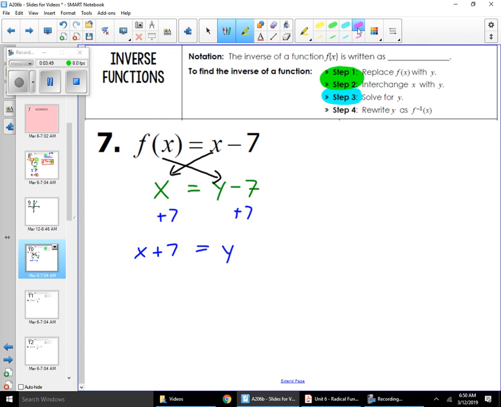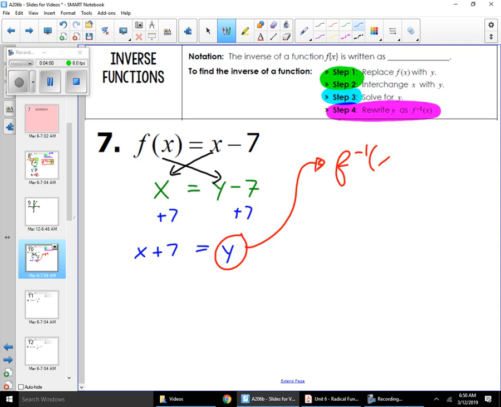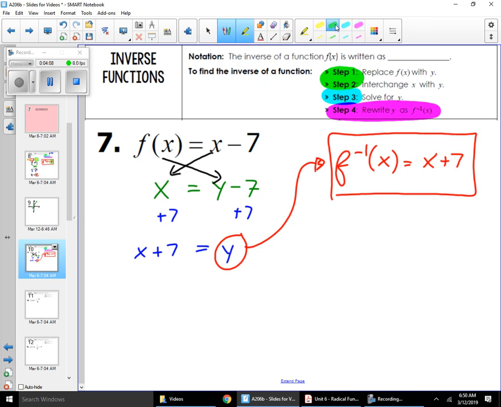And last but not least, we want this in function notation. So that y we can rewrite as f inverse. And my function then is x plus 7. Once again, notice we have inverse operations showing up. In my original function, there was a minus 7. In my new function, there is a plus 7. So these are working the way we expect them to.